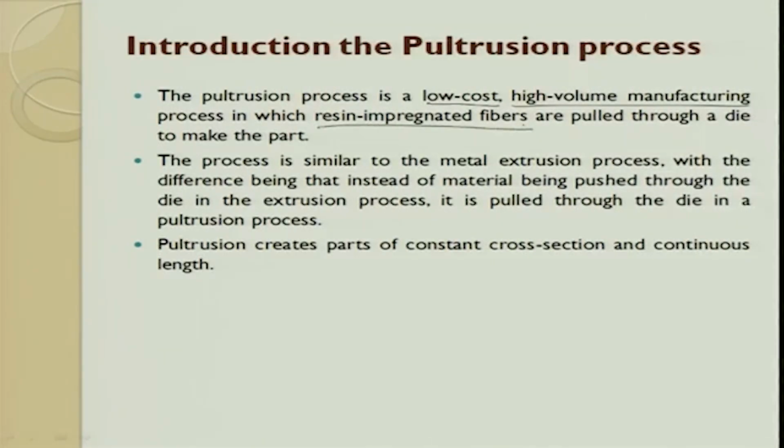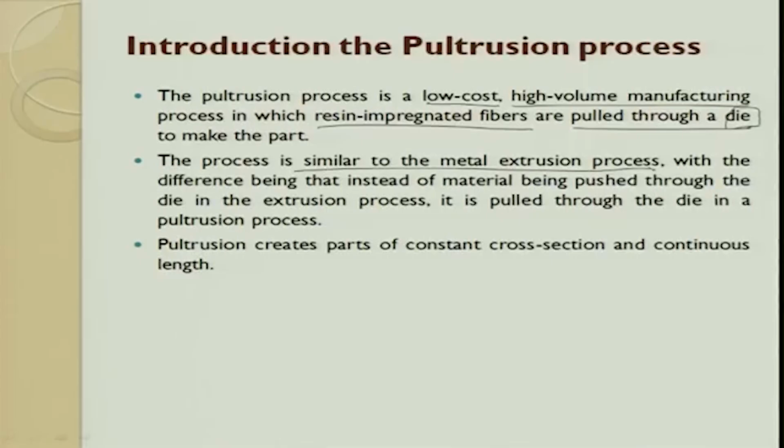Here the resin is impregnated on a fiber and it is pulled through a die. Now, it is very clear the die geometry is the part geometry. So, if there is a die, it has to be predominantly an axisymmetric part. So, it is used for making axisymmetric parts. It is like your extrusion process that we use in metal forming, where the metal is extruded through a die to give a shape. In the same way here, the fiber along with the resin is extruded through a die which gives you the shape.